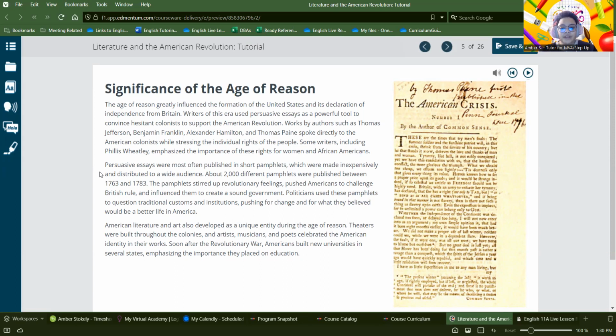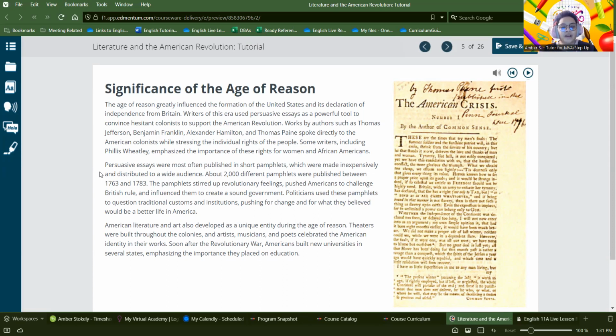And to finish off this slide, they tell you about pretty much literature and art and how that developed. Because these pamphlets that had essays in them were just people's thoughts about what was going on in the country and where the country should go in the future. That's not the same as the writing that people do for plays, which were older versions of what we would call movies at this point, or musicians, right? So if you're writing songs, you're writing poems, that's art.